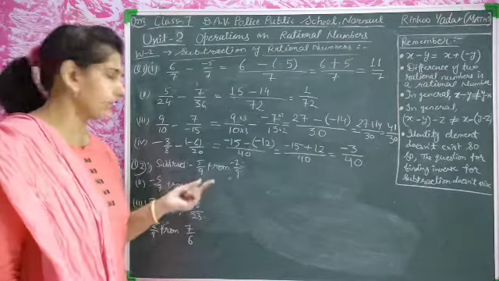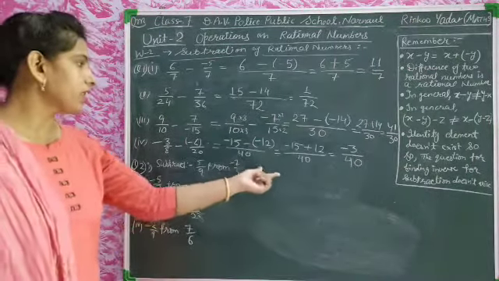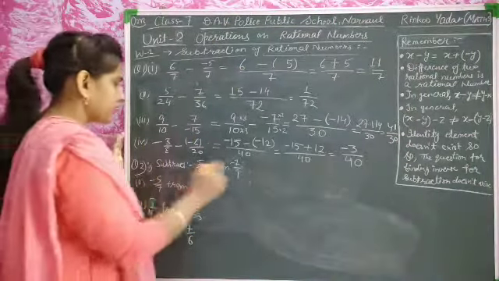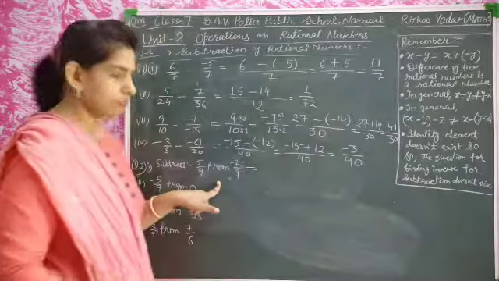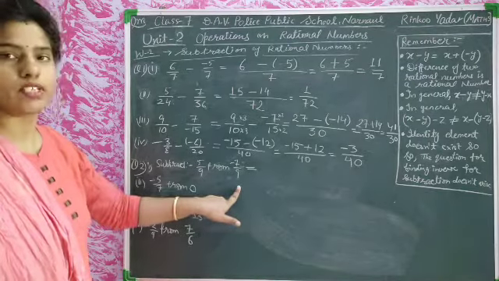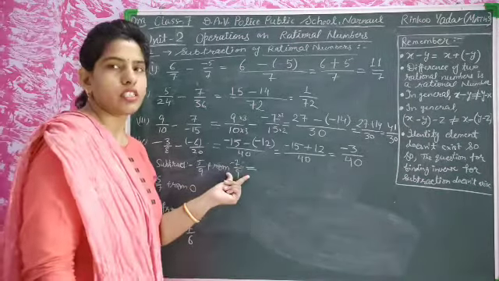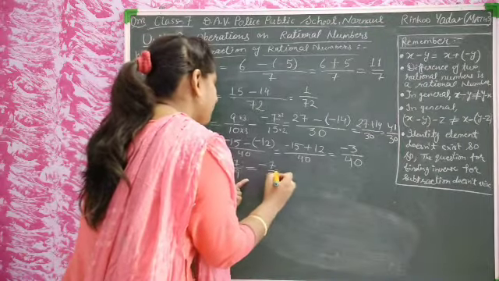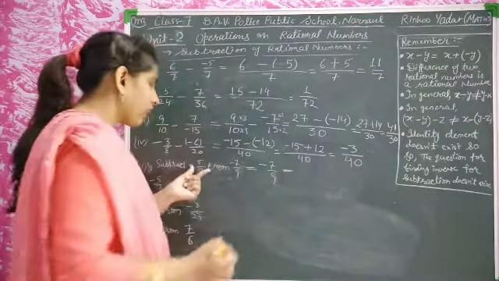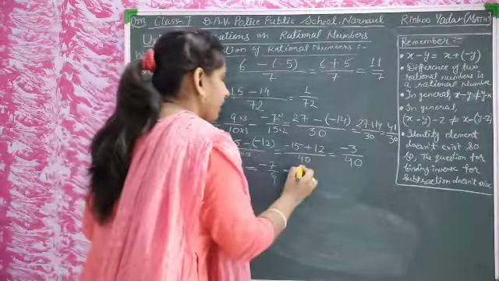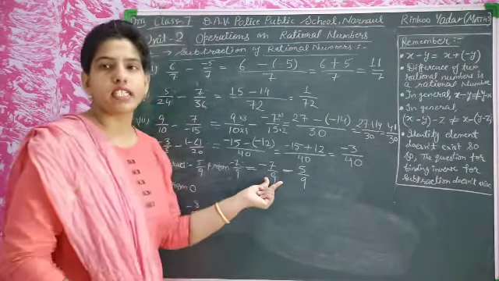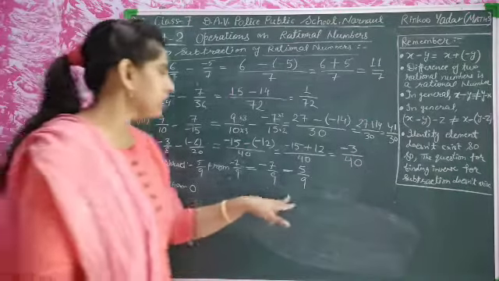But in question second, there are word problems, and we are doing them like this. Then we solve all the questions. Let's hear the first question: subtract 5 by 9 from minus 7 by 9. It means we first take minus 7 by 9 and we subtract 5 by 9 from it. Is it clear, students? Yes.